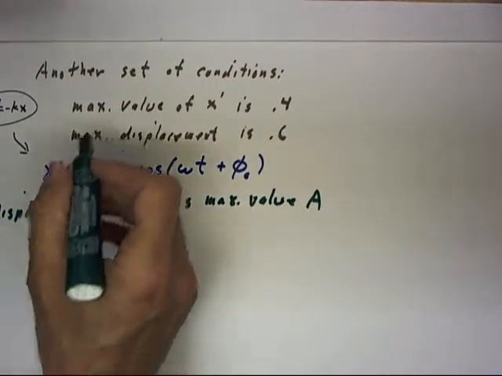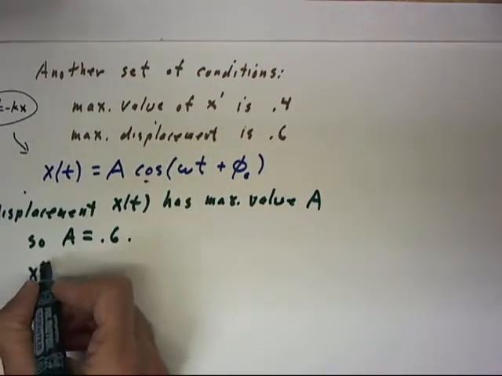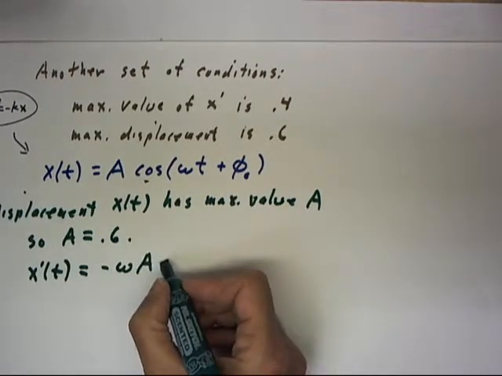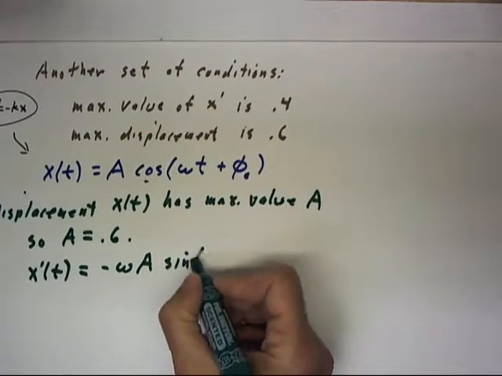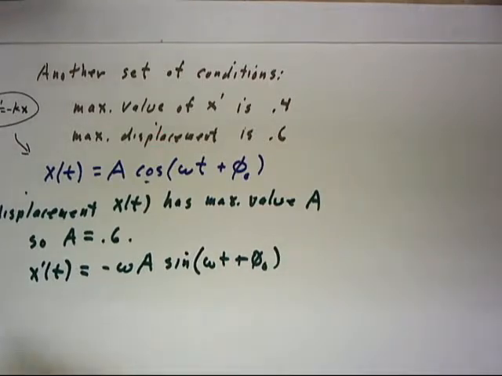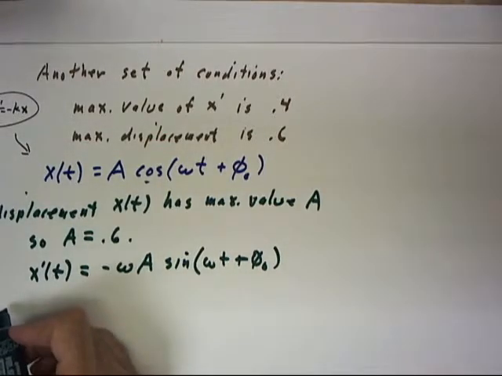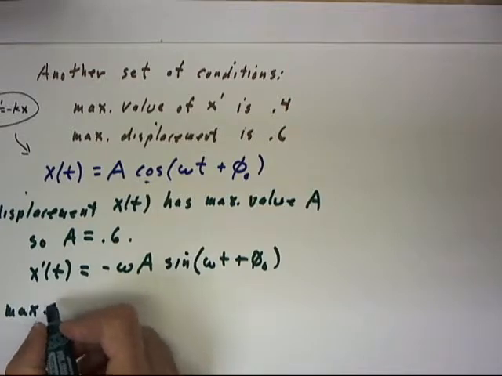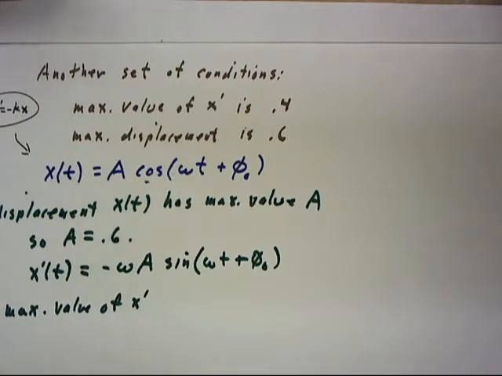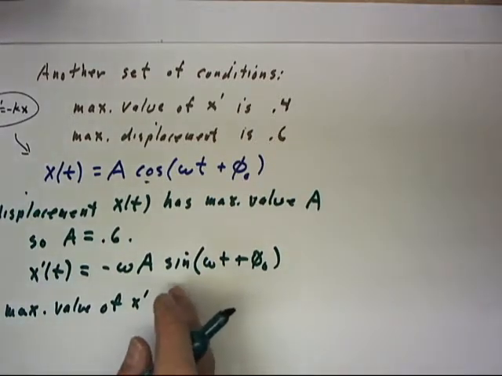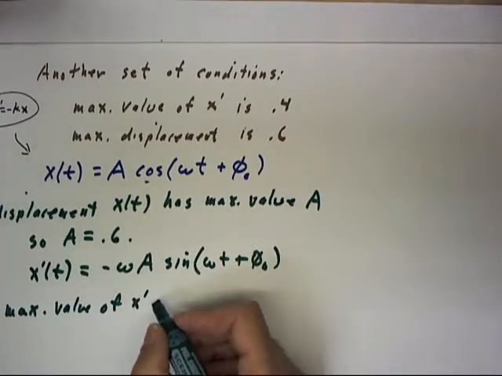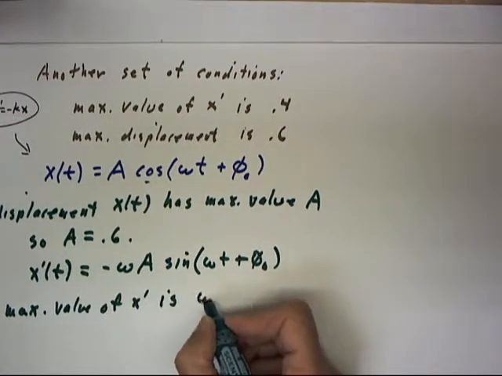Now the velocity, or the x prime of t equals what? Well, the derivative of a cosine of omega t plus phi naught is negative omega sine of omega t plus phi naught. And the maximum value of x prime occurs when the sine takes the value -1, giving us maximum value omega a.